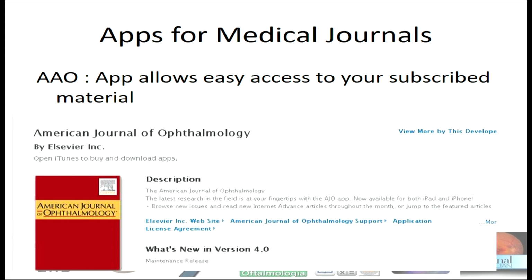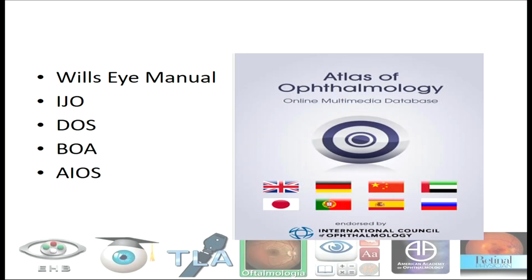Apps for medical journals, you can have all your journals on your phone now, so that you can read it while you are traveling or something, like we all saw the Gurgaon traffic, and maybe go back home and do all this there also. So you have the IGO, the Wills Eye Manual, the Atlas of Ophthalmology, all of these are available. We have the apps for societies also online now, so that you can just go in and see.